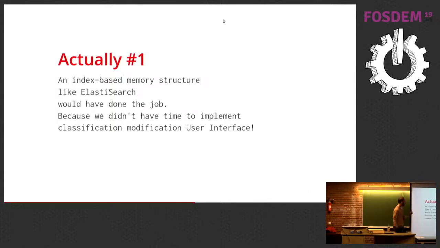Okay, actually one. An index-based memory structure like Elasticsearch would have done the job, actually, because we didn't have time to implement classification modification user interface. So our main feature, which was so important, not to have to reindex, was really crucial because we wanted the user to use our web application to change the classifications. So we didn't want to reindex because of users' actions. What you can do with a Neo4j database, because you just add nodes or remove nodes in the classification part, not in the flow part, which is the source.